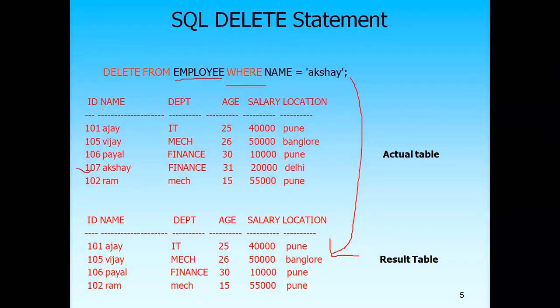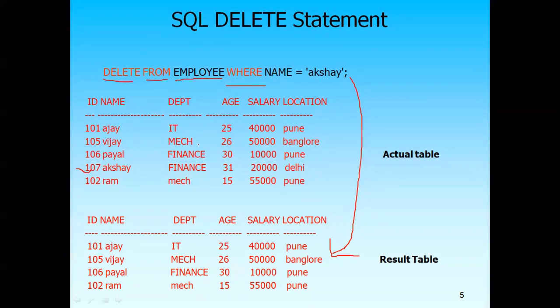The next is the delete statement, right? If you want to delete or remove any record from the table, then you can remove it with the help of the delete statement. So what is the syntax for this? Delete from table name. Employee is my table name, right? Delete and from are the keywords. Delete from table name where name equal to Akshay. So this statement will delete the record where the name field is Akshay.